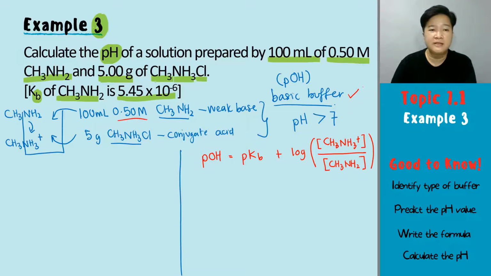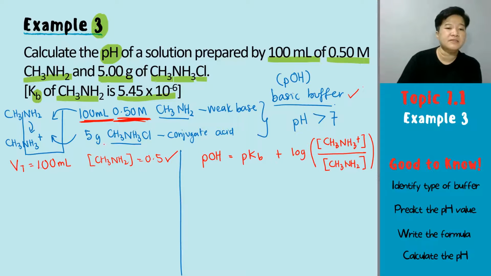So the question is, can we use the concentration straight away? Do we have any volume changes? No. The total volume remains 100 milliliter, right? So you put in your 100 ml and then you add 5 gram. So the total volume remains 100 milliliter. That's why the concentration of your CH3NH2 over here, that equals 0.5, can be used, okay?